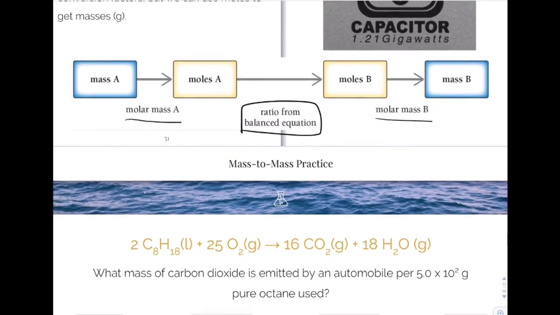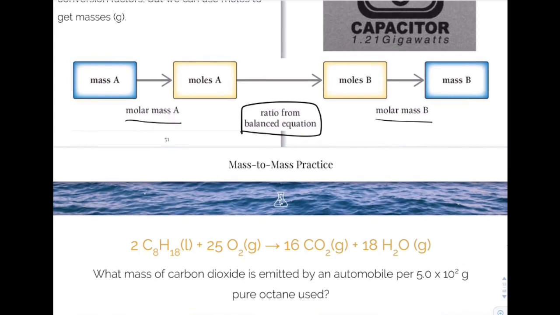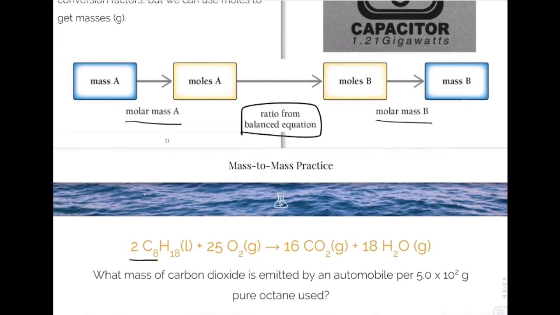Looking at this question down here: what mass of carbon dioxide is emitted by an automobile per 500 grams of octane? This is octane. Go ahead and see if you can figure out, first start with just the molar masses if you need to, and then see if you can figure out how to work this out.